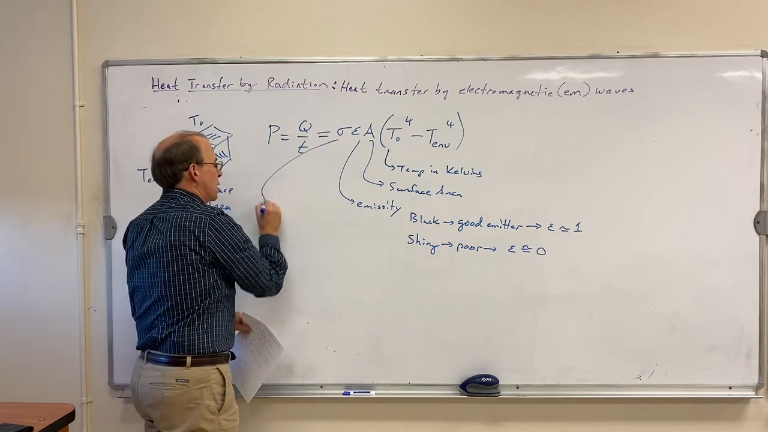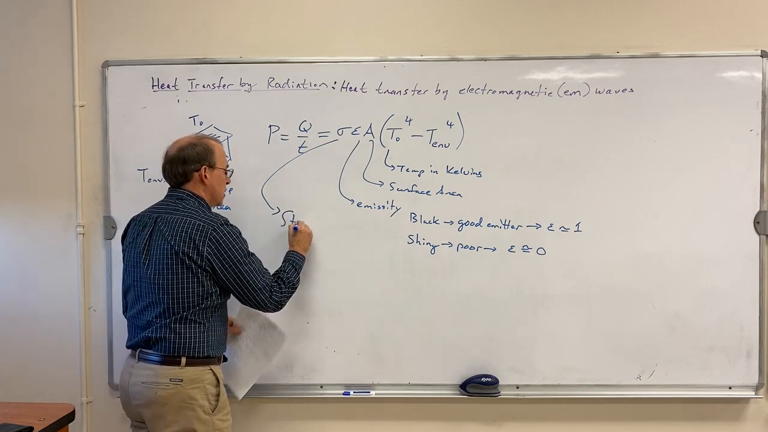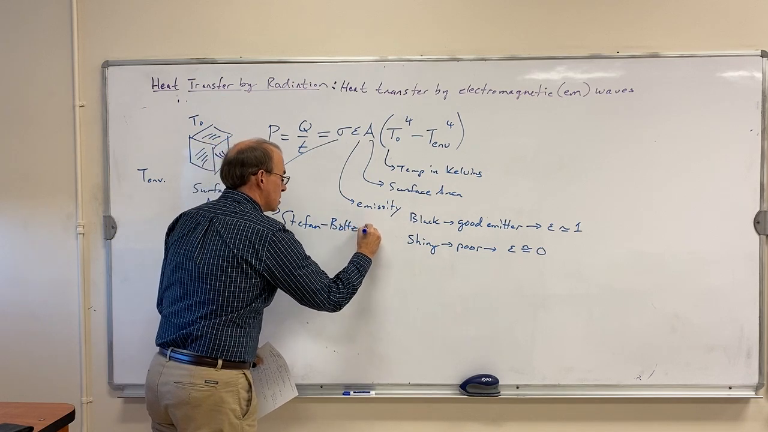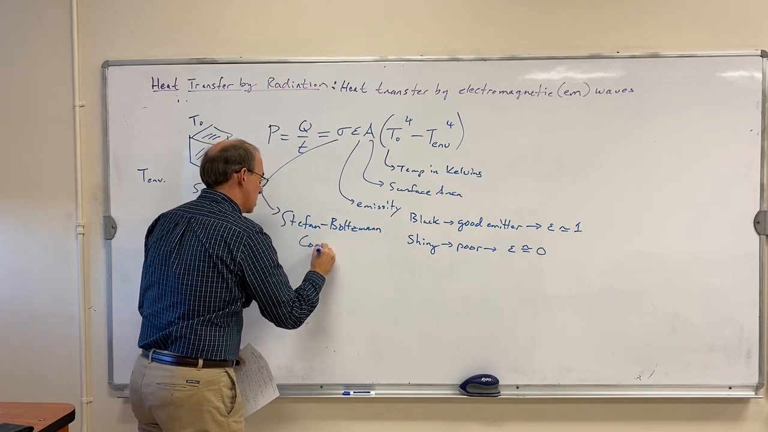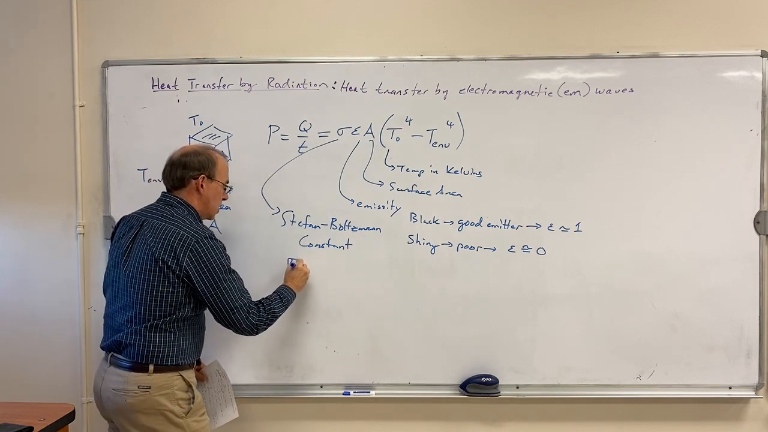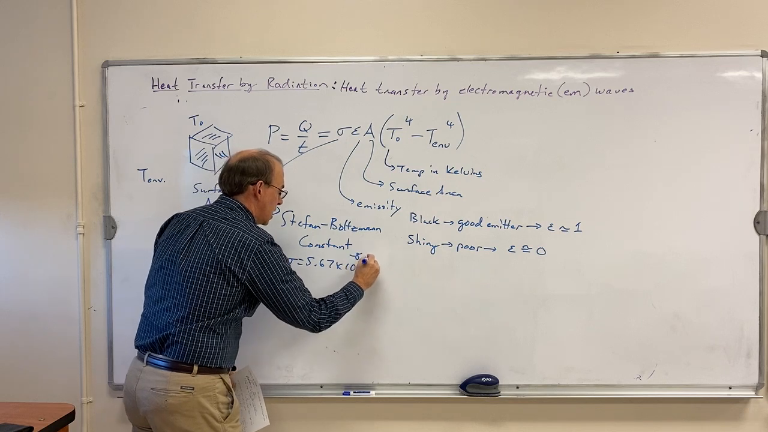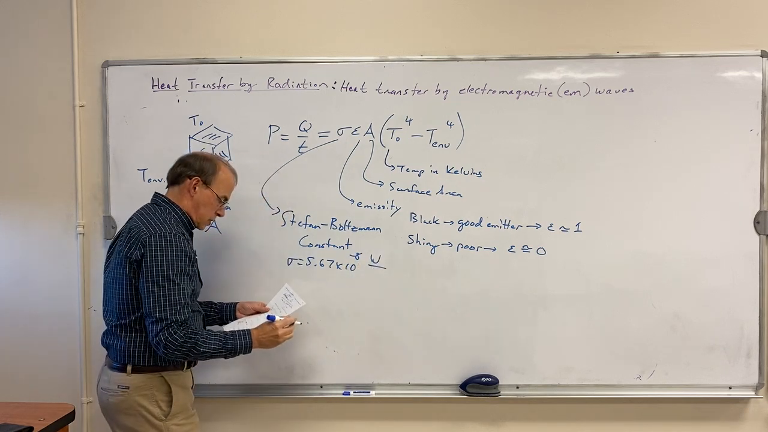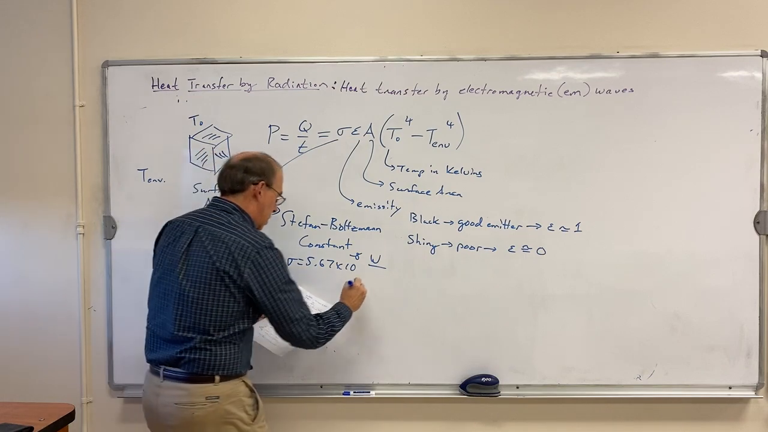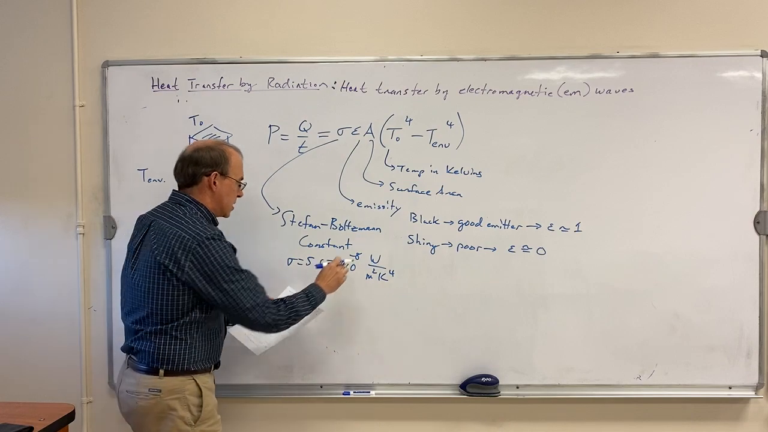And then this is something that's a constant of nature. It's called the Stefan-Boltzmann constant. And it's an interesting value. Sigma is 5.67 times 10 to the minus 8 watts per, make sure I get the units right, meter squared Kelvin to the fourth.